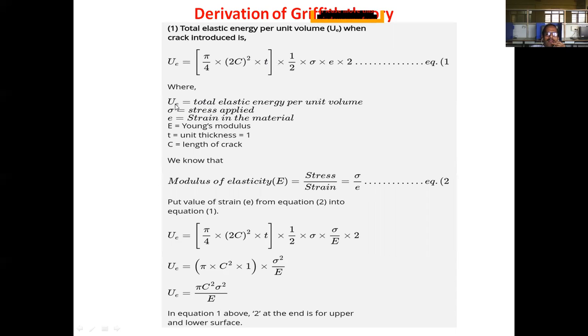Here everything is stated. U is the total elastic energy per unit volume. Sigma is the stress applied. e is the strain created. E is Young's modulus. T is the unit thickness of the plate, c is the half length of the crack. Now we know that the modulus of elasticity, or Young's modulus, E, is equal to stress upon strain. We have already studied this. So stress is equal to elastic modulus into strain, that is, sigma equals E into e. This is equation number 2.